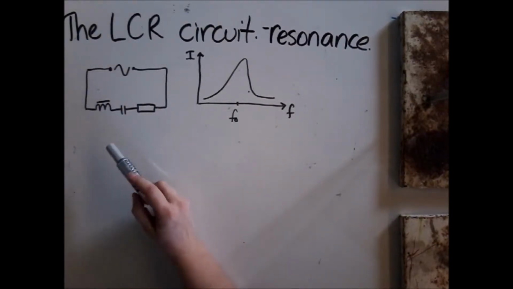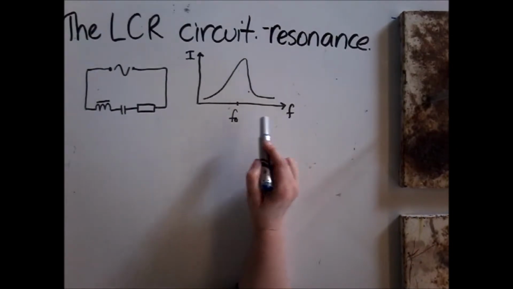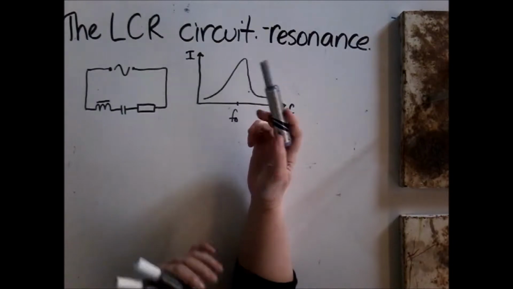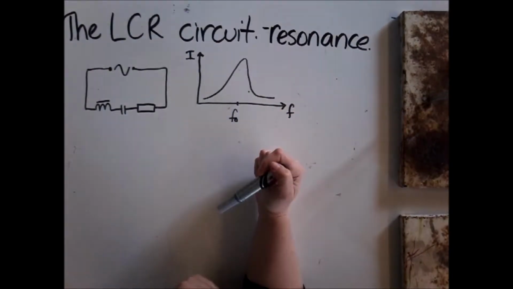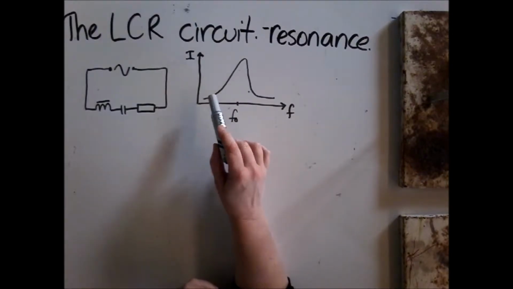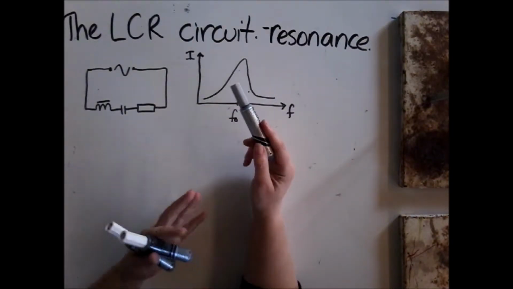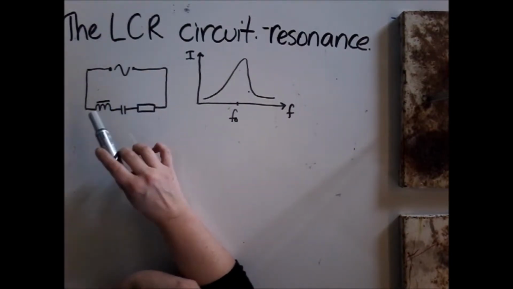The really interesting thing is that depending on how we change the frequency, we'll find there's a place where we get a huge current, a maximum current. So I hope you can see here that in the beginning, and at the ends, the rest of the circuit, there's a big impedance in the circuit.